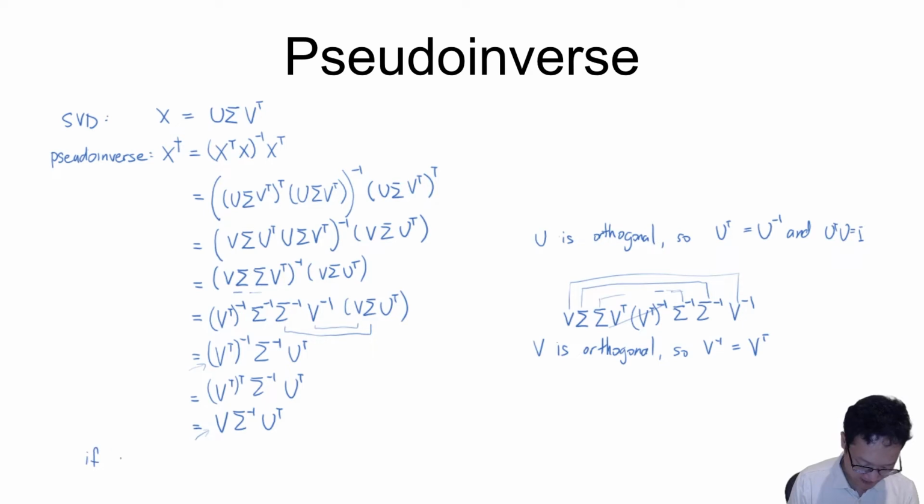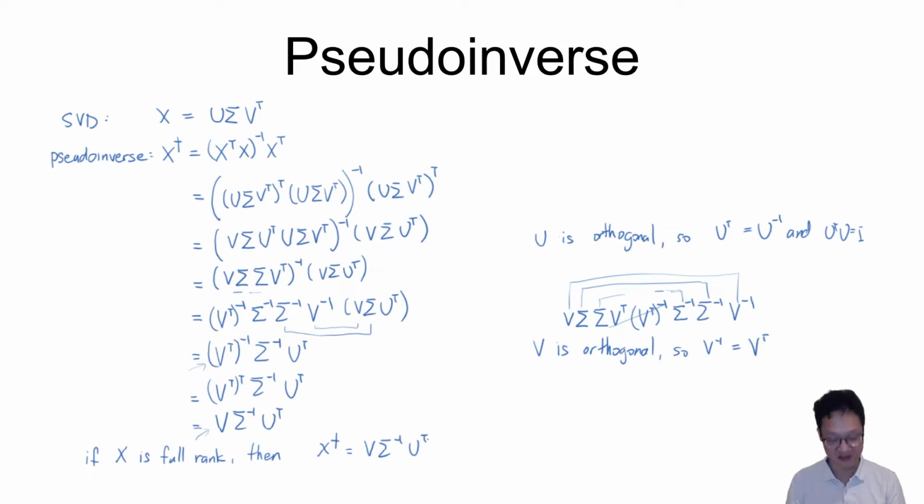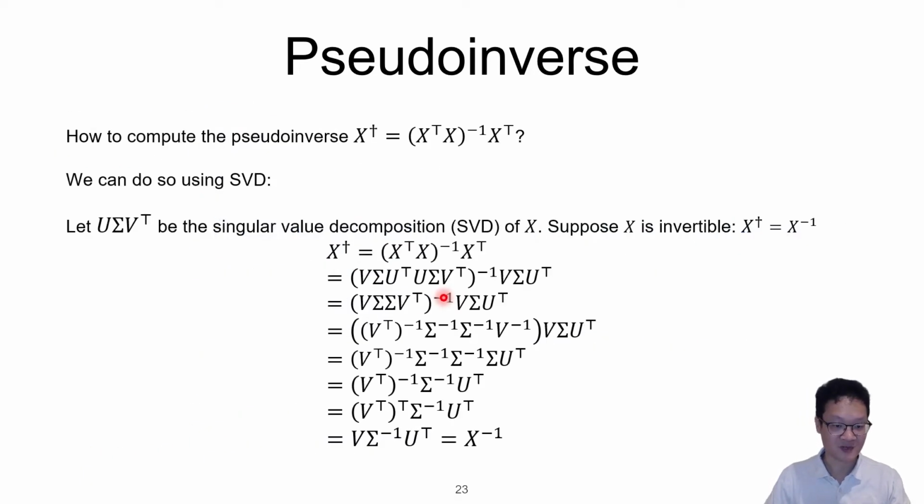So if the original matrix X is full rank, then the pseudo inverse of X would be V sigma inverse U transpose. And sigma inverse is simply taking the diagonal elements of sigma and taking the reciprocal of each of those elements. So that lets us compute the pseudo inverse pretty easily. V we already know, this matrix inverse is pretty easy, just the reciprocal of each component. And then U transpose, we know U already. Okay, so this is the case when X is invertible.